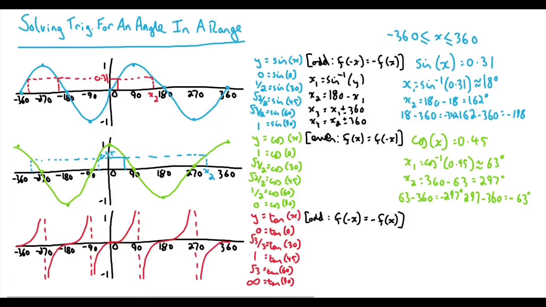So if we just want to draw up some rules again, for your first x value, that would just be the cos inverse of whatever your y was. Your second will now be 360 minus your first x, and then any subsequent x values will just be those previous ones plus or minus 360 again.